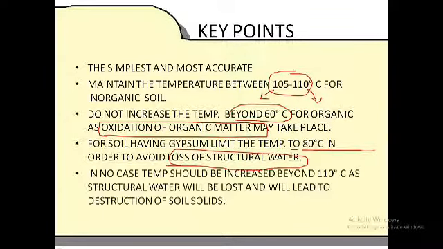And lastly, in no case should the temperature be increased beyond 110 degrees Celsius, for the same reason as I mentioned above, that it will lead to destruction of the soil solids, as it will lose the structural water beyond this temperature.